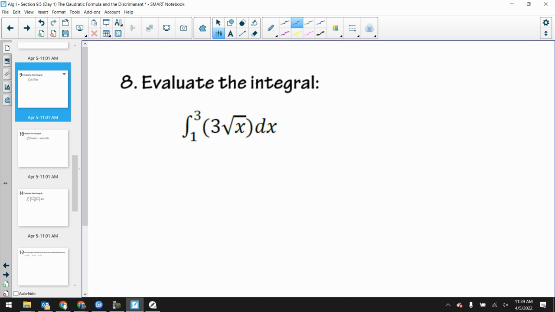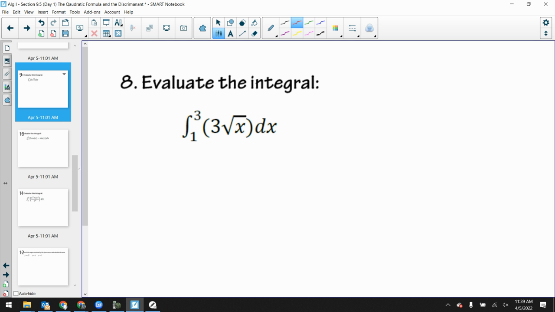Okay? Evaluate the integral from 1 to 3 of 3 radical x dx. You notice this is going to be a lot of the same type of question all on the back. Just like the last one, evaluate the integral, evaluate the integral, evaluate the integral. And what I'm expecting you to do is just use the antiderivative every time.